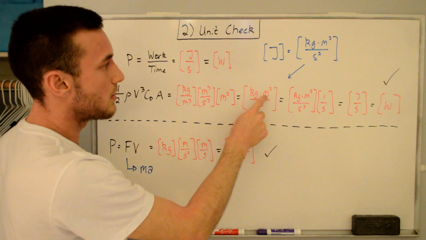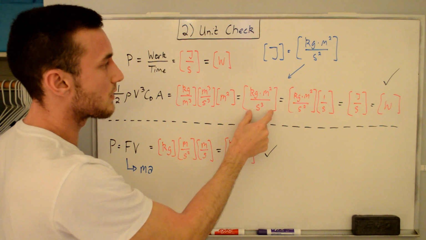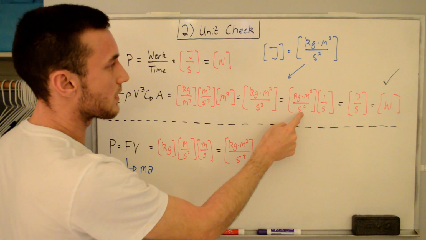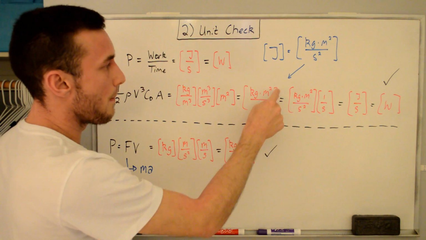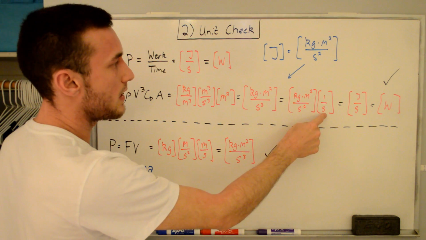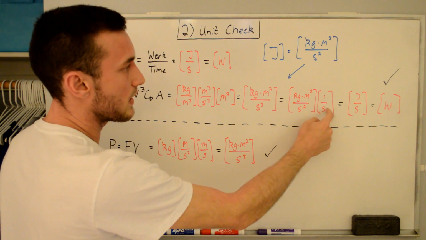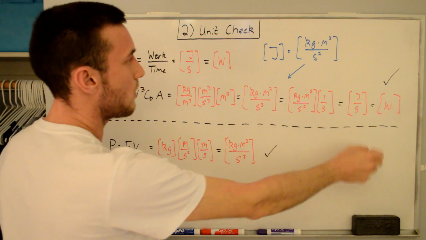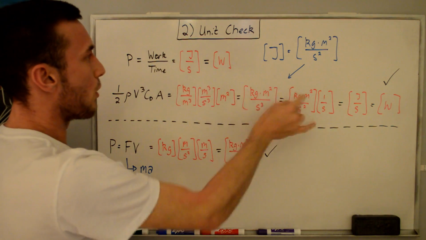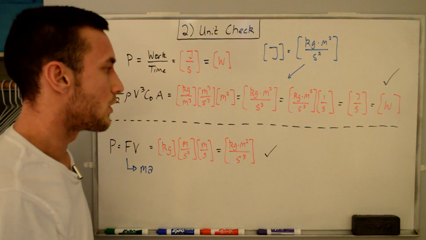If you look at this, it's kilogram meter squared per second cubed, which means we can break this up into kilogram meter squared per second squared, and we have one extra per second left over, so we'll put that here. This is joules. So that's the J here, and this is per second, so that's the S here. Joules per second is equal to watt, and that means that both sides check out in terms of our units.